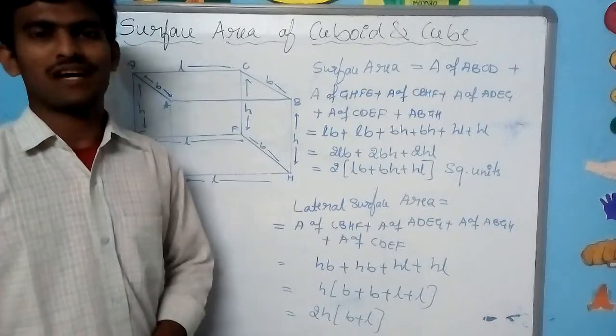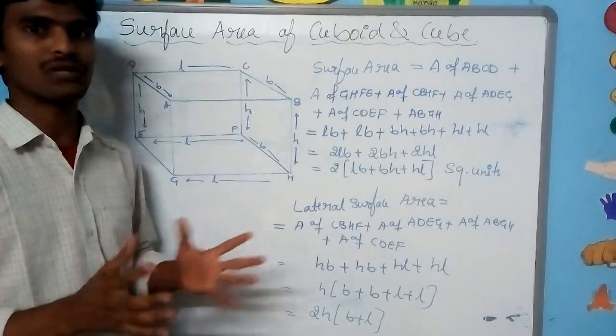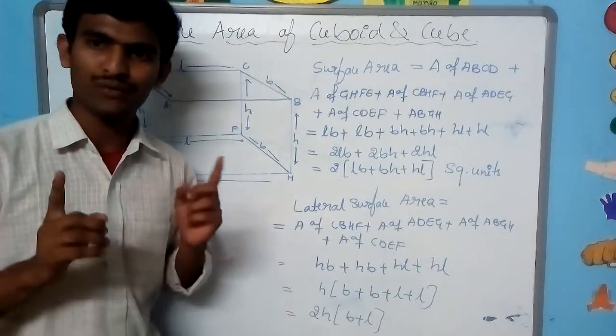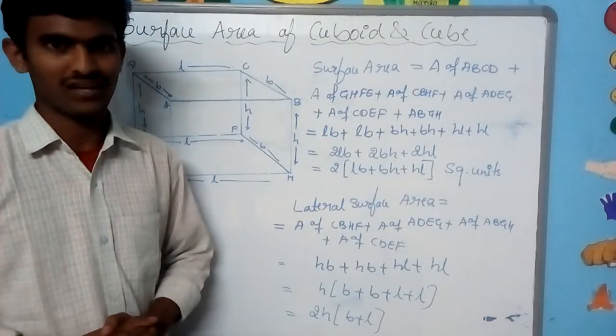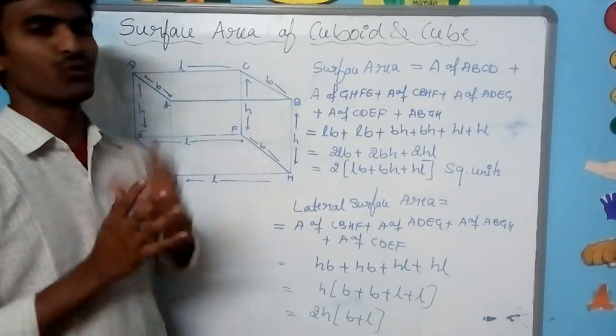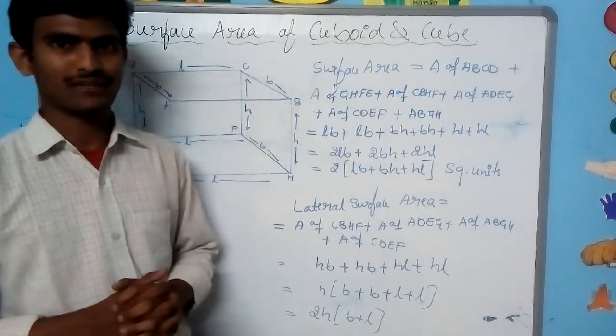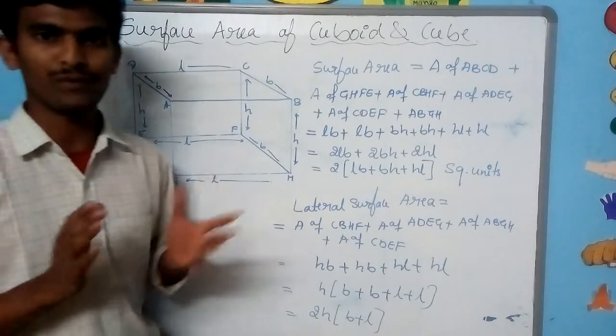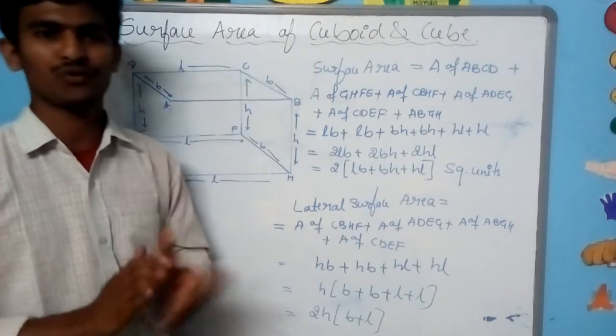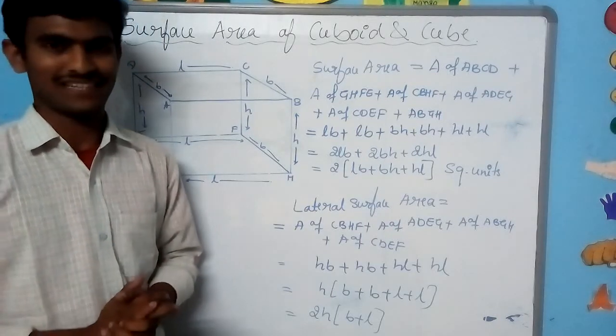In the last class, I gave the video on how to calculate the area of a triangle by using Heron's formula. And in this video, I am going to show how to derive the formula of the surface area of the cuboid and cube. Let us see.